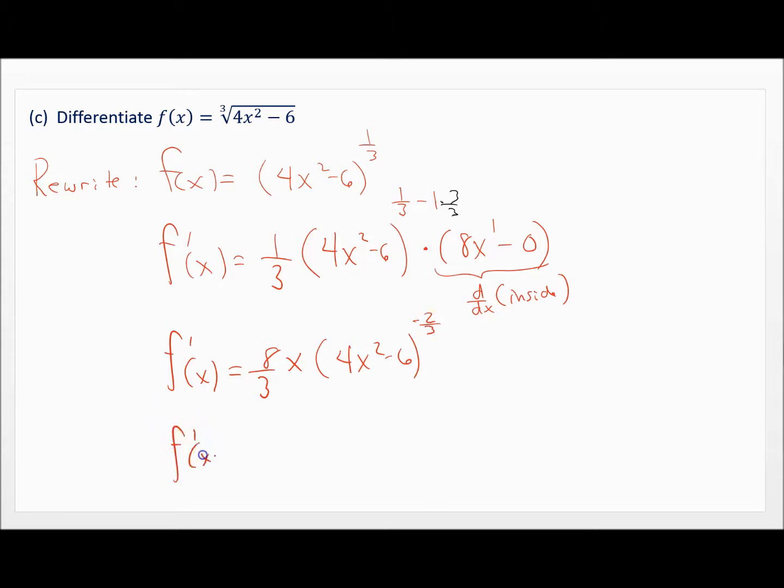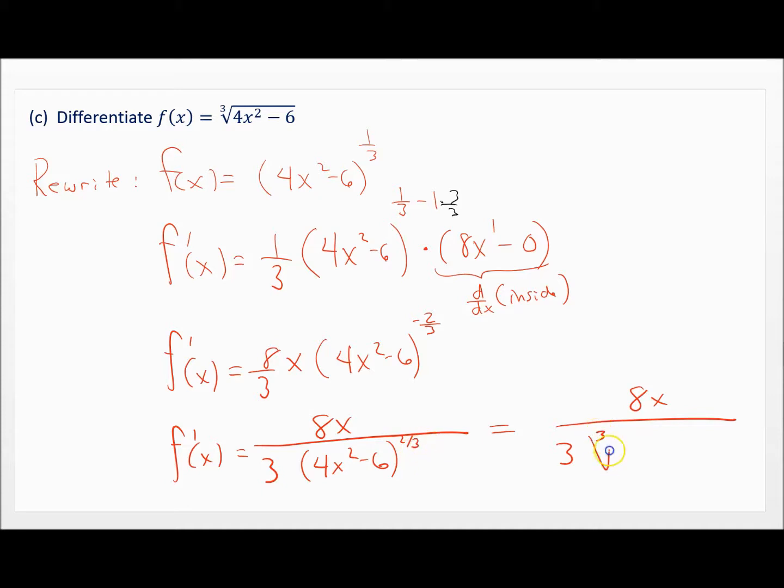So f prime of x is equal to, that would leave me with an 8x in the numerator. That 3 is still in the denominator. That (4x squared minus 6) is to the positive 2/3 power now. I could even take that further and rewrite it in radical form. So this is 3. The 3 in the denominator of your exponent is the cubed root. And the 2 in the numerator means 4x squared minus 6 is squared.